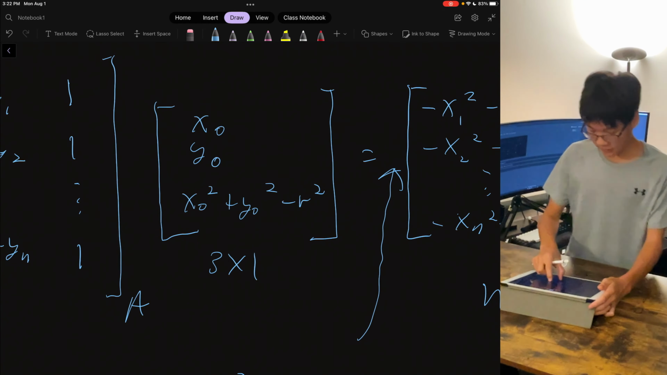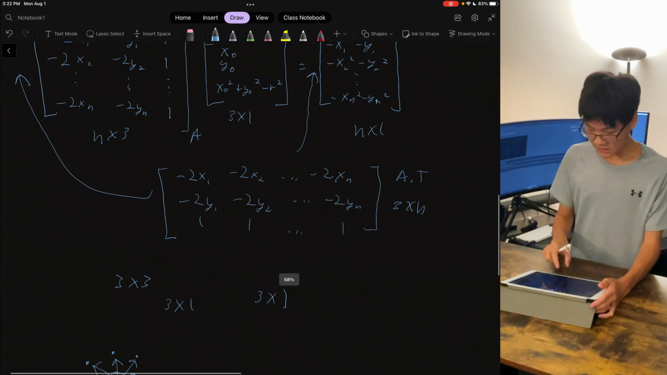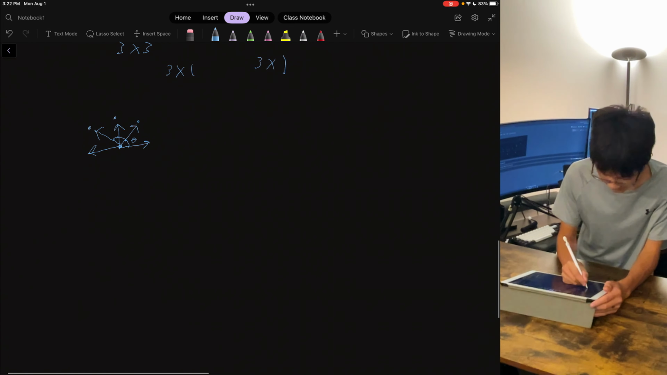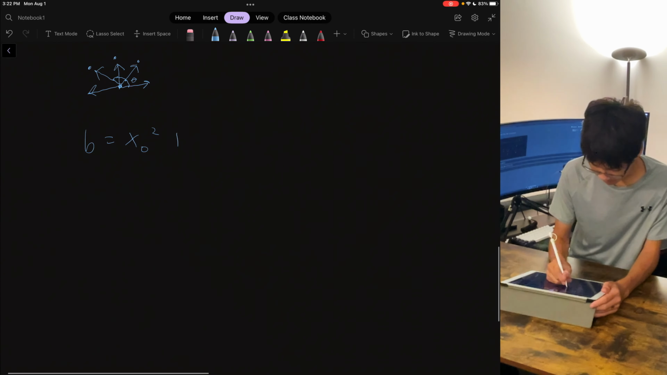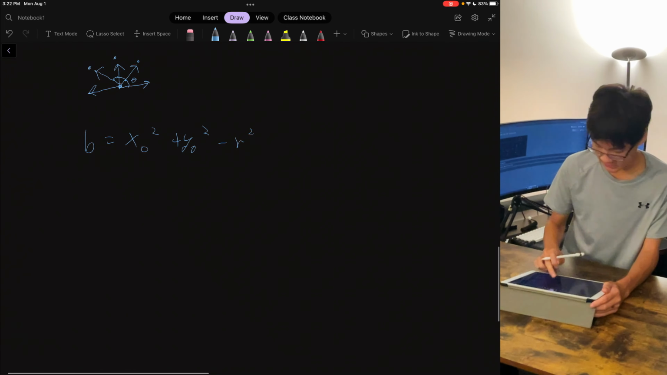Okay, so now we have b. So b is going to be equal to x naught squared plus y naught squared minus r squared. Is that right? Yeah, that is right.